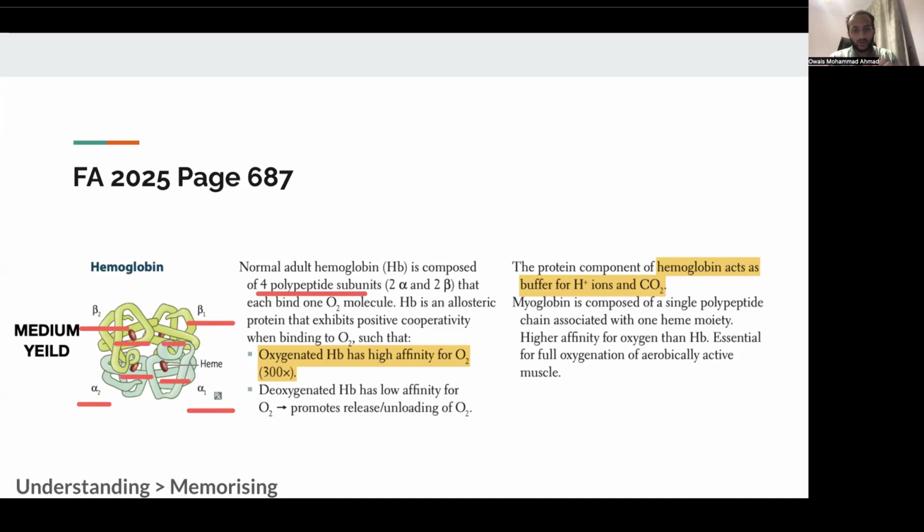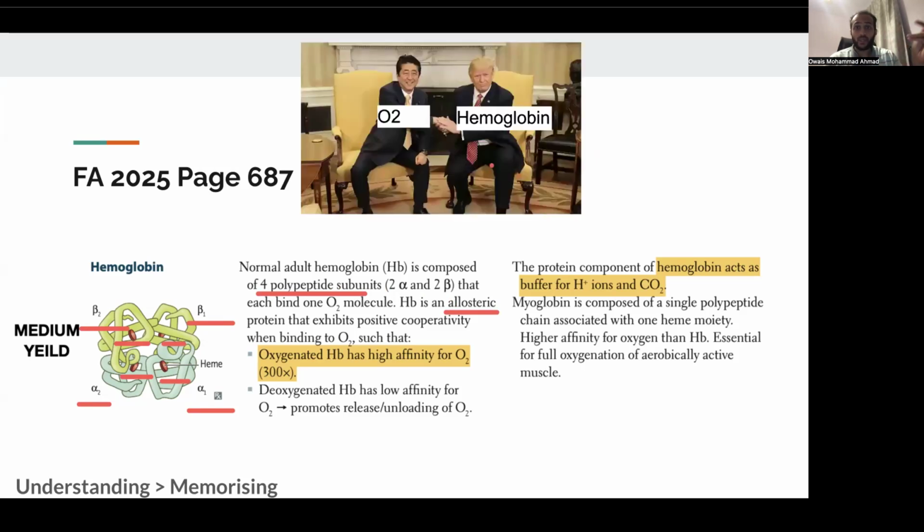Hemoglobin is an allosteric protein that exhibits positive cooperativity with O2, such that oxygenated hemoglobin has a high affinity for O2. So what does allosteric mean? Allosteric means positive cooperation. What do I mean by that? Imagine hemoglobin is like, for example, a present. It binds with oxygen.